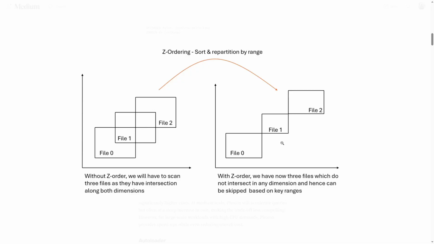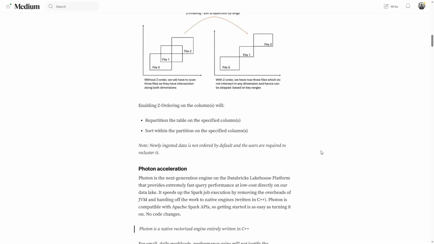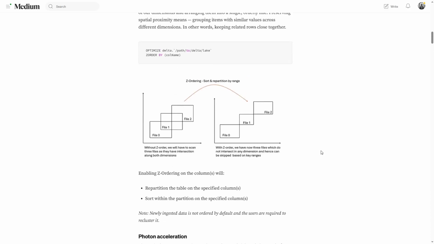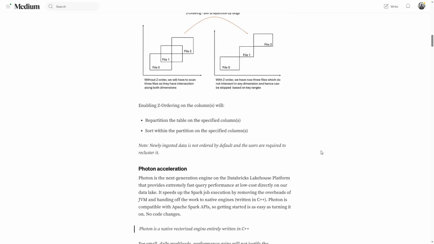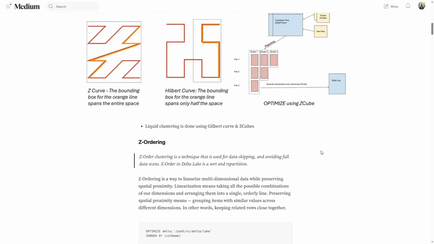But when we do a Z-order, we now have three files which do not intersect with each other. If each file's minimum and maximum is stored, we know that whatever is in this file, we can simply skip it if it is not in the range. The same goes for the other two files as well. So this is what Z-ordering does: it places the data in such a way that we are able to find the results in quick time.